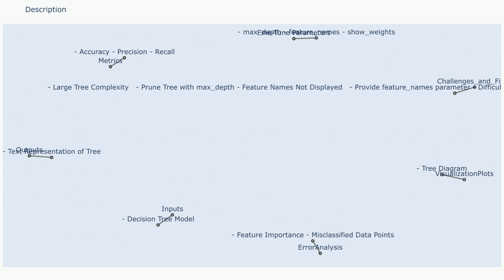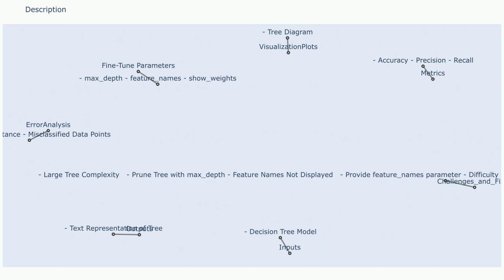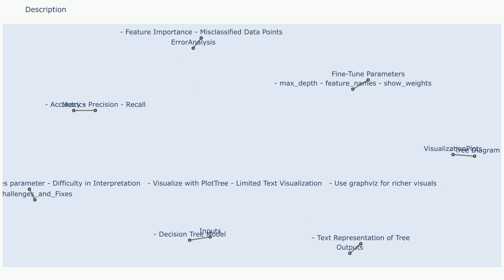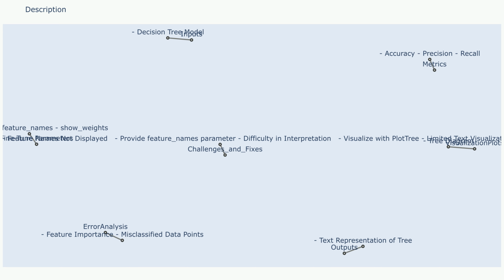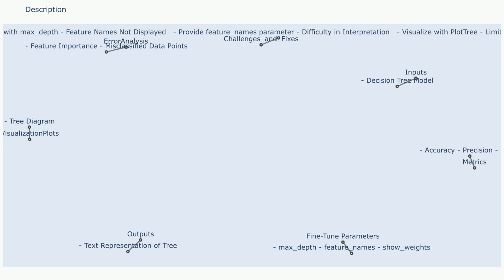Metrics. Not directly applicable. The export text function is mainly for visualization and understanding a tree structure, rather than measuring its performance. Visualization plots. Text-based representation. The output of export text is a text representation of the tree, which can be displayed in a console or text editor. Fine-tune parameters. Not applicable. The export text function does not have any fine-tuning parameters. Uncertainty methods. Not applicable. The export text function is not directly related to uncertainty methods.